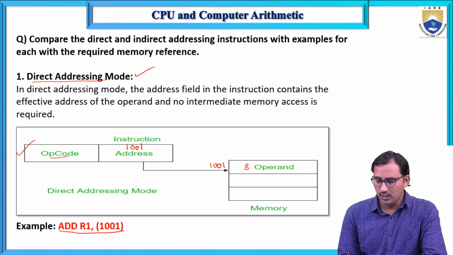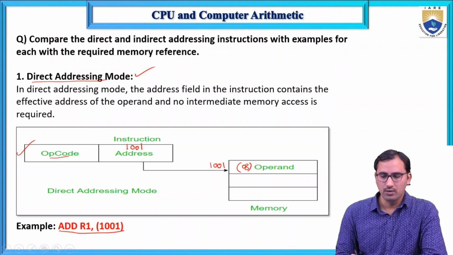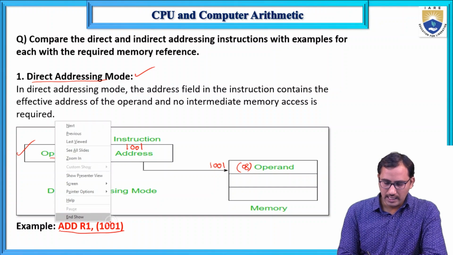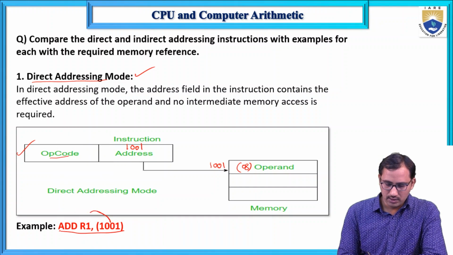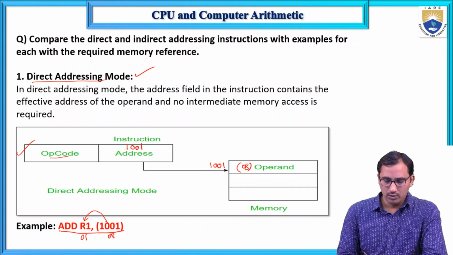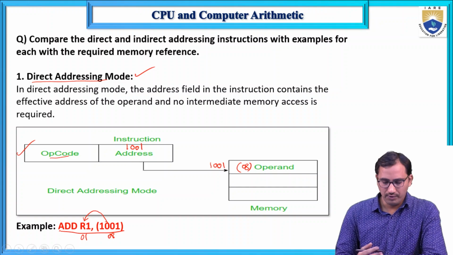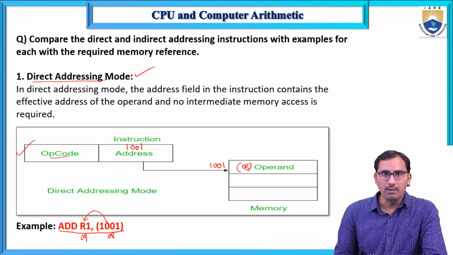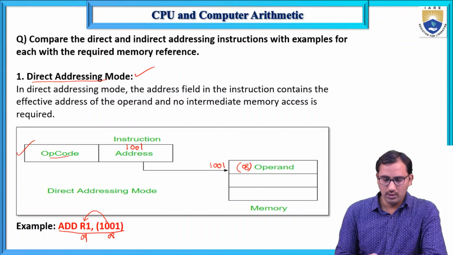Let us assume 08 is the operand. This operand is added with the contents of R1. Suppose R1 contains the value 1. So 8 plus 1 is 9, and finally 9 will be stored in the R1 register itself. The R1 content 01 is updated with 09. In this way, the direct addressing mode will work.